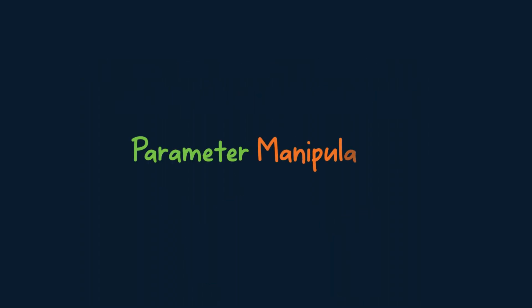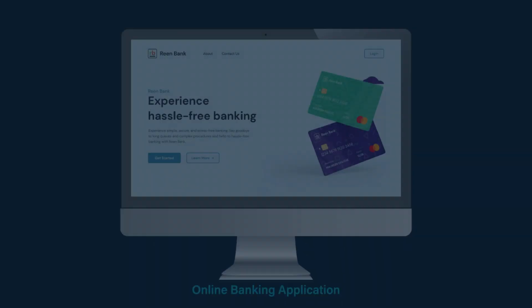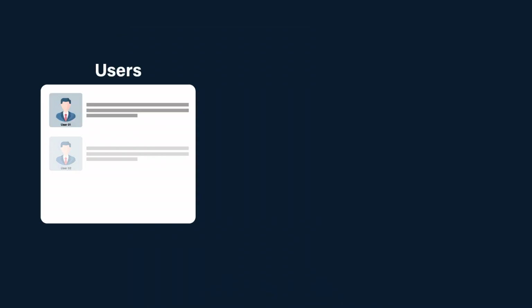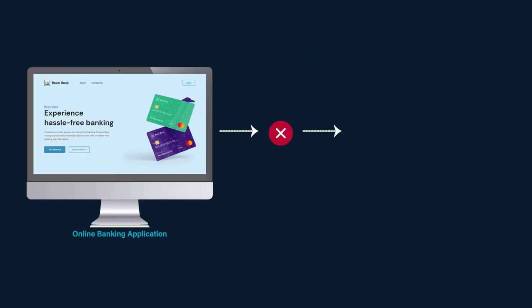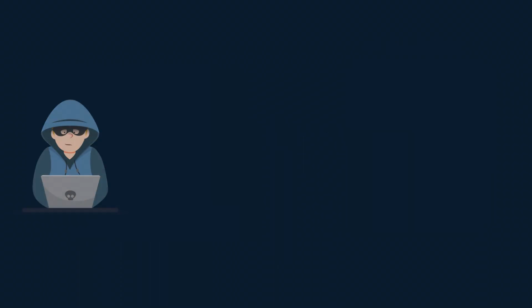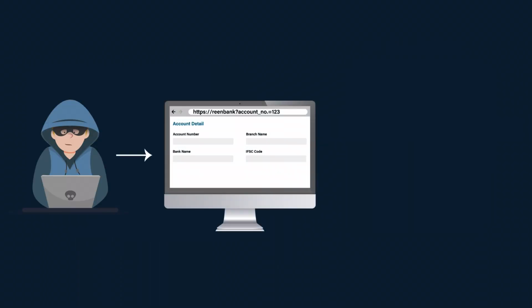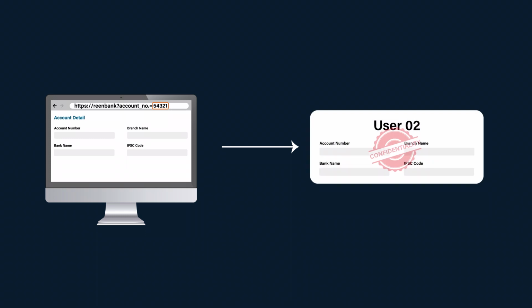Parameter manipulation. Take an example of an online banking application where users can view their account details by navigating to URLs containing their account numbers. If the application lacks proper authorization checks, an attacker can manipulate the account number parameter in the URL to access other users' accounts. For instance, changing the account number from 12345 to 54321 grants access to a different user's account, compromising confidentiality.